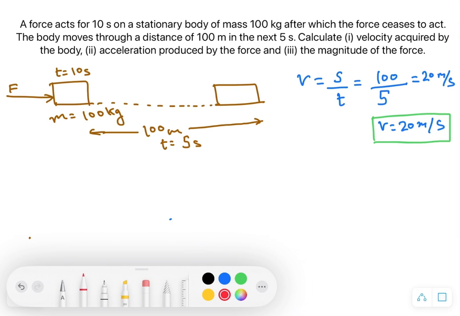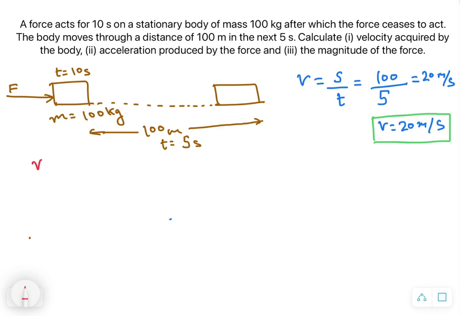Now, let us calculate the acceleration produced by this force. Now, the body was stationary initially. We can use the equation of motion to find the acceleration A. Now, V is equal to u plus at. Here V is the final velocity, u is the initial velocity, a is the acceleration and t is the time. U is equal to 0 as the body was stationary. This is the initial velocity.